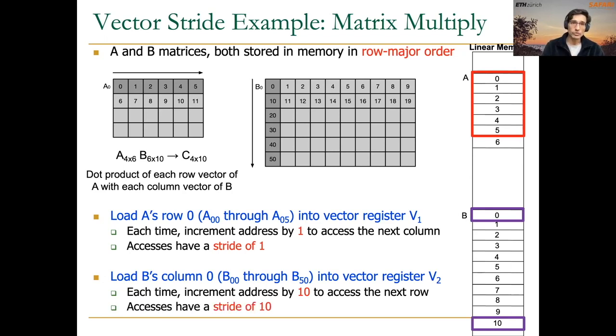And when it comes to vector load and vector store instructions to access memory, to read or write data, these load and store instructions need to know what the stride is to access memory, right? If the stride is 1, the vector load instruction will read these 6 elements. If the stride is 10, the vector load instruction will read these 6 elements here.